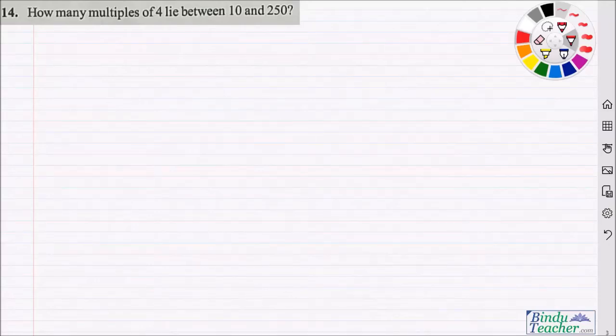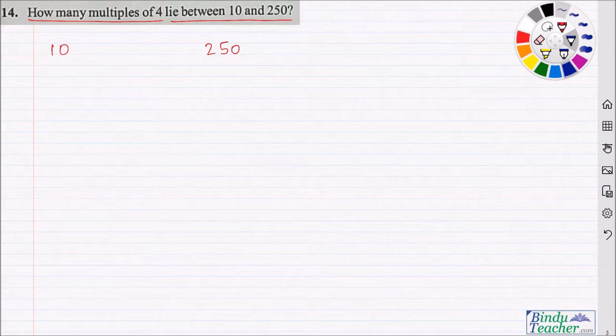Let's solve this question together. How many multiples of 4 lie between 10 and 250? So let's first try to understand the question. It says there are two numbers, 10 and 250. We have to find out how many multiples of 4.